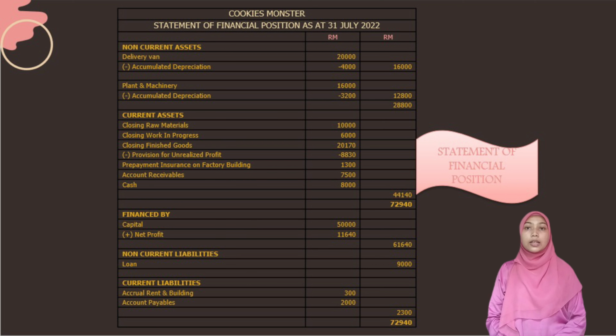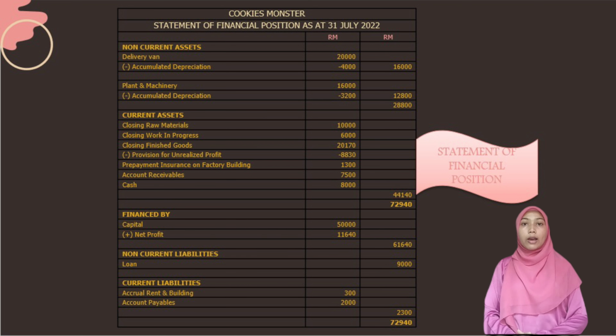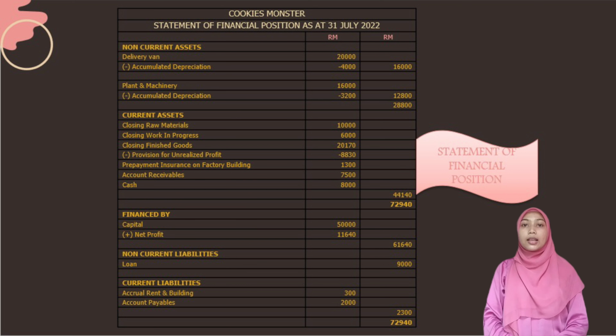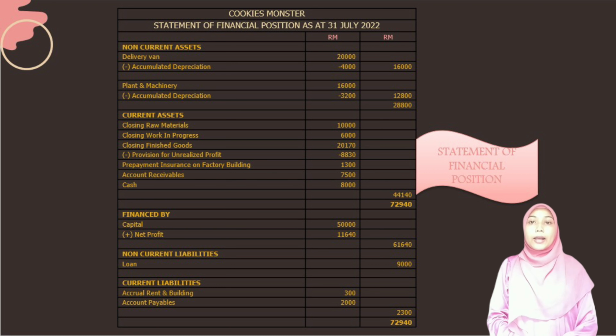Then we started our business with an initial capital of 50,000 ringgit plus net profit. So the total is 61,640 ringgit. However, we have a net loan value of 9,000 and the current liabilities, accrued rent and building 3,000 and also accounts payable 2,000. Then we got the total liabilities at a value of 11,300 ringgit. Lastly, the balance value that we got is 72,940 ringgit.